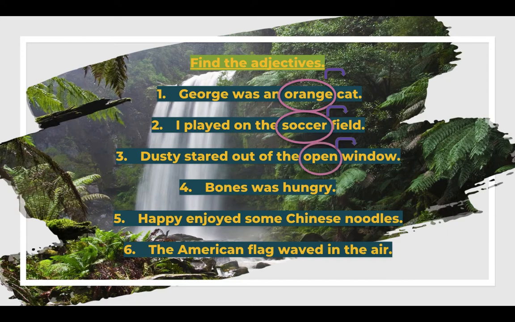Now this next sentence is a little different because it says Bones was hungry. Now there is a word describing Bones. The poor little cat was hungry, and so hungry is the word describing it, and it goes back past the linking verb back to the subject. Happy enjoyed some Chinese noodles. There's a word that describes what type of noodles. That's Chinese, and it describes noodles. And then we have the American flag waved in the air. In this case, our noun, our thing, is a flag, and there's a word describing the flag, which is American, and it describes flag.